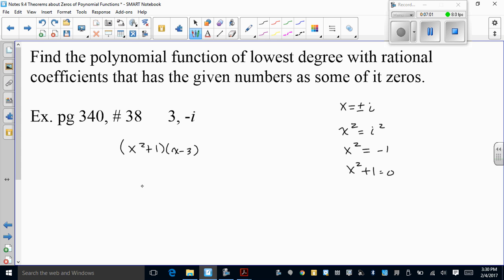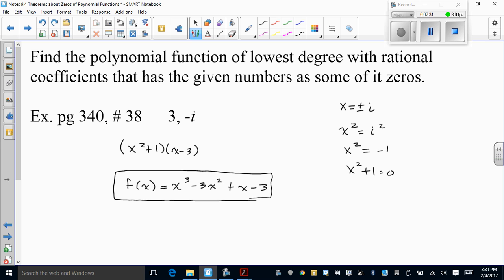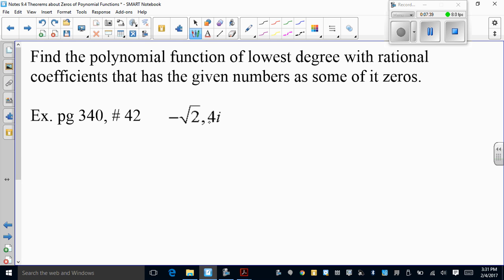Multiply them out. f of x equals, I think we'll have some combining terms or something here. x squared times x, x cubed. x squared times 3 is negative 3x squared. 1 times x is x, minus 3. And we're done. Nothing else. I gave you a reminder of the stuff that we did in the previous video. And then they gave you the mixture of the two.